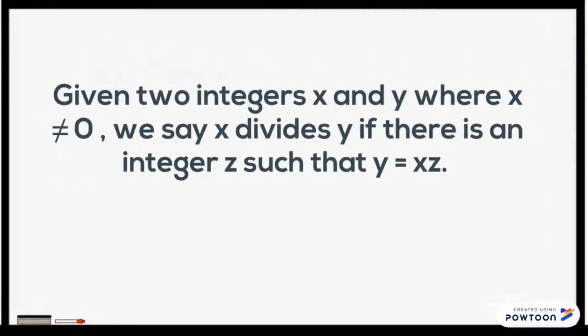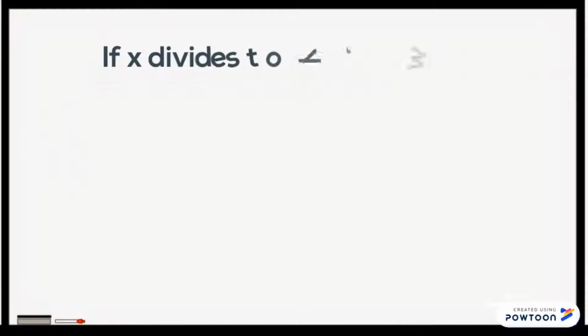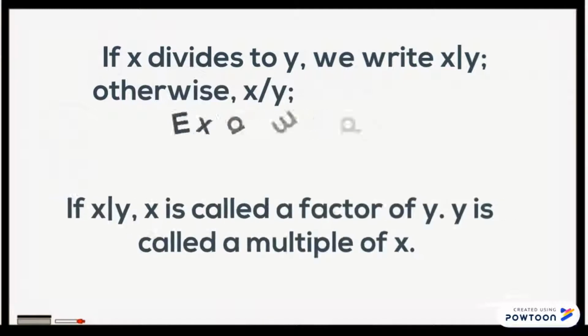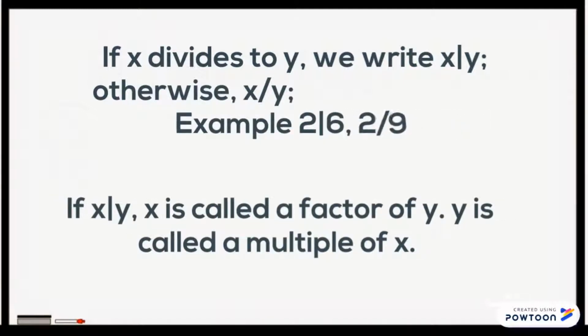Given two integers x and y where x is not equal to 0, we say x divides y if there is an integer z such that y is equal to xz. If x divides y, we write x | y. Otherwise, x does not divide y, written x ∤ y. Example: 2 divides 6, 2 does not divide 9. If x divides y, x is called a factor of y. y is called a multiple of x.